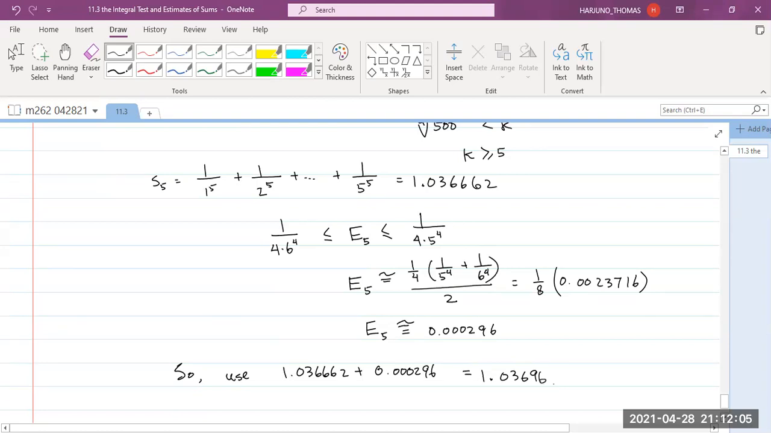I will use this number instead, and this is very, very accurate. The error from this, using these numbers here, is already less than 0.000296.